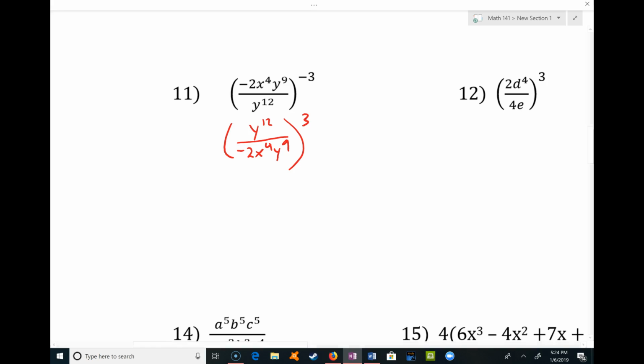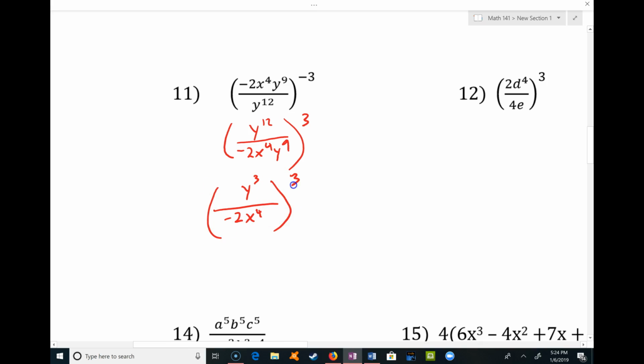And then I could just do it like normal, although now I notice there's a y to the 12th and a y in the top and a y to the 9th in the bottom. So it makes sense to simplify the stuff inside the parenthesis first and then apply the cubed. So notice y to the 12th, that means there's 12 factors of y on top, 9 factors of y on the bottom. So 9 of these y's will cancel out with 9 of those, leaving just y to the 3rd on top. And then a negative 2x to the 4th on the bottom.